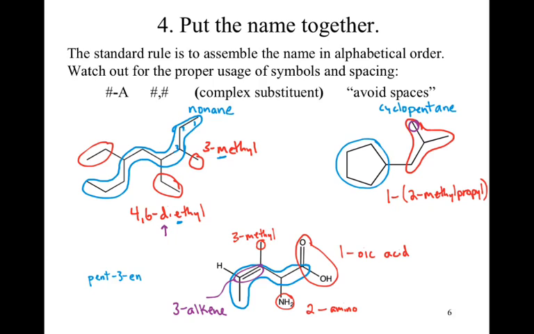Which then means when I go through to put the final name together, I will end up with 4,6-diethyl-3-methylnonane. That is now the final name for this structure, all put together in one big giant piece.